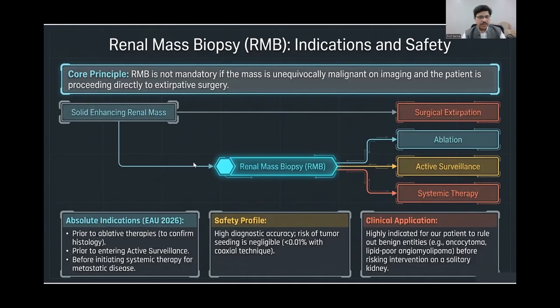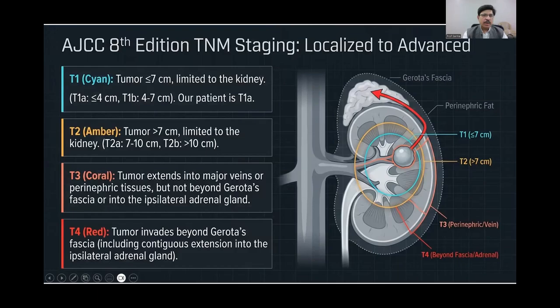Now let us see the next slide. There are three things I have. This is the TNM staging, the latest TNM staging as per the AJCC 8th edition. It's the very latest classification. The first one is the cyan colored, the blue colored ring. That means tumor less than 7 centimeters. That is again A and B. T1A is less than 4, T1B is 4 to 7. Less than 7 has two types, T1A and T1B: 4 centimeters or less, and 4 to 7.